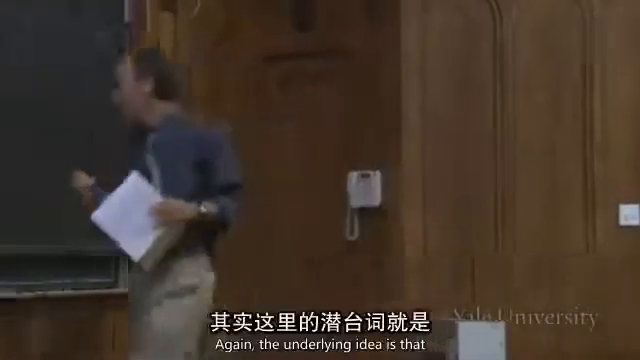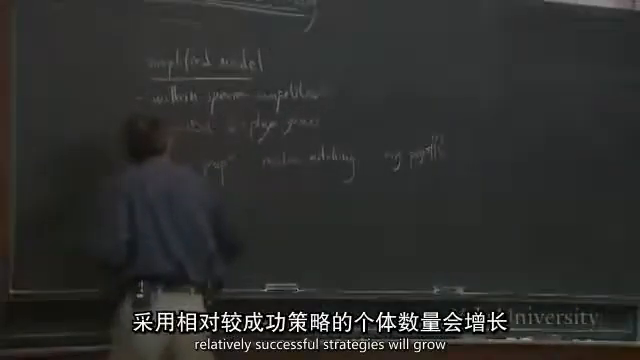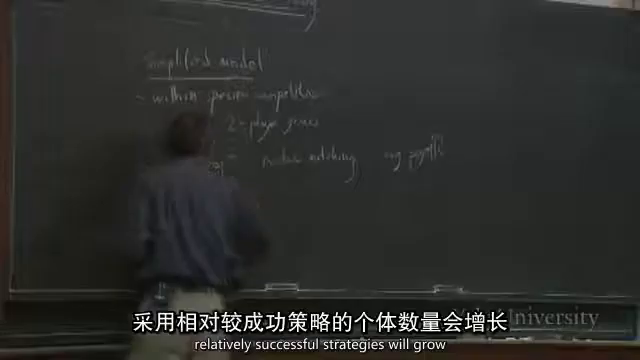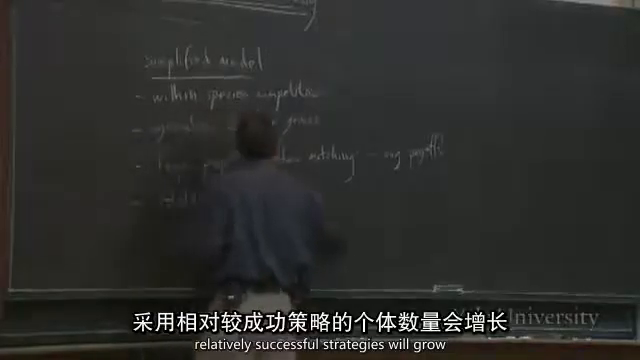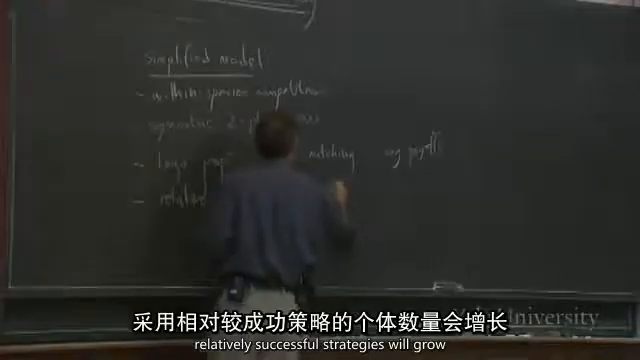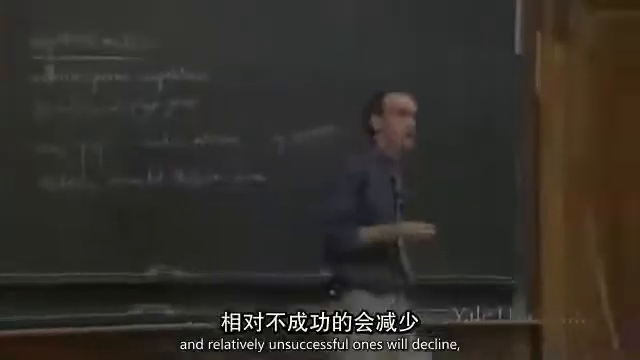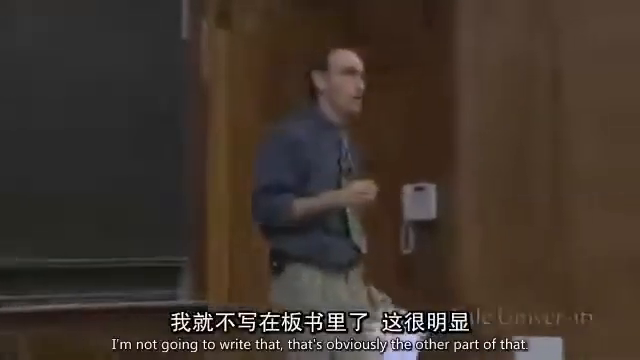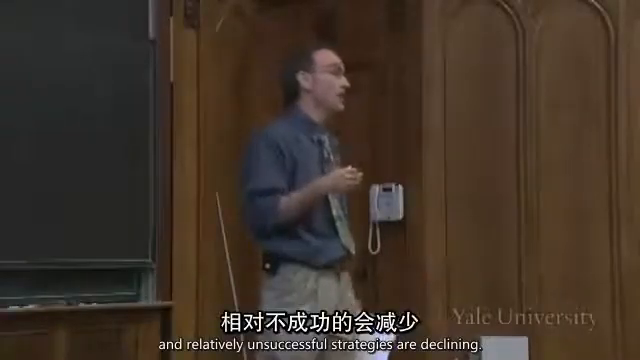All right? And again, the underlying idea is that relatively successful strategies will grow, and relatively unsuccessful ones will decline. I'm not going to write that. That's obviously the other part of that. So relatively successful strategies are growing, and relatively unsuccessful strategies are declining.